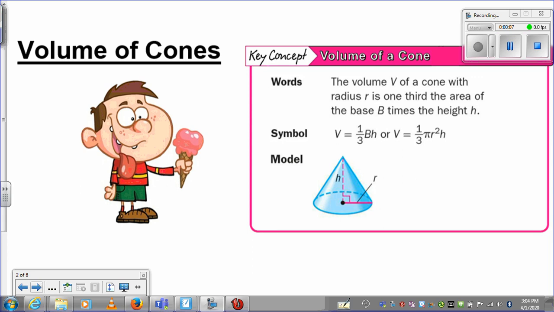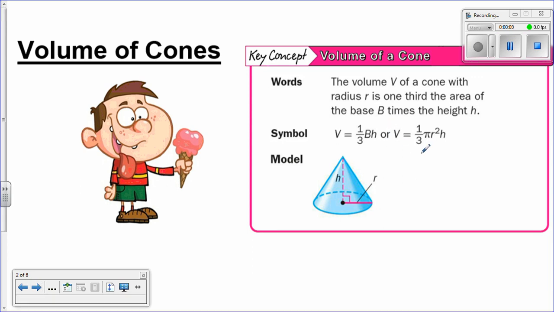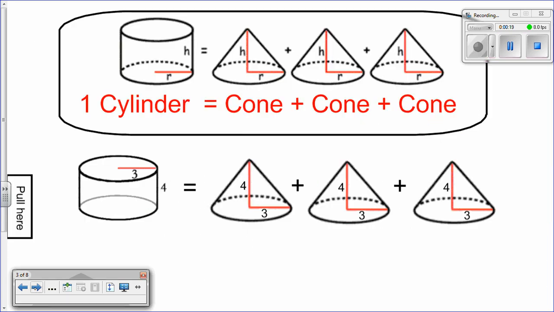Today we're going to use our formula V is equal to 1/3 pi r squared h to find the volume of a cone. Now just to give you a little insight as to where the formula comes from, it comes from our cylinder formula. And basically 3 cones, if they have the same height and the same radius, will actually be the same as one cylinder. Seems a little strange, but I'll prove it to you here.